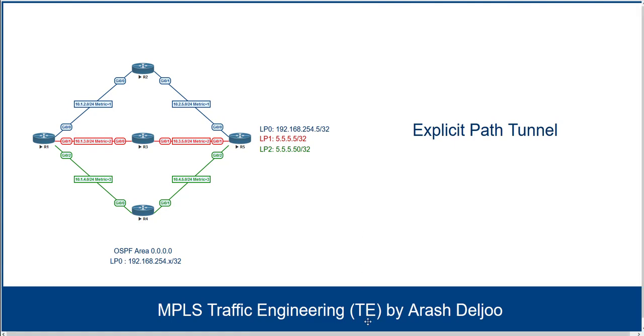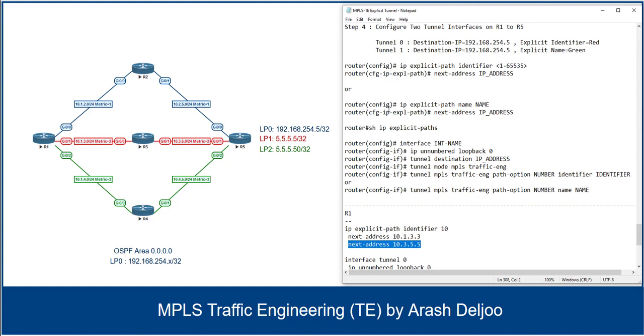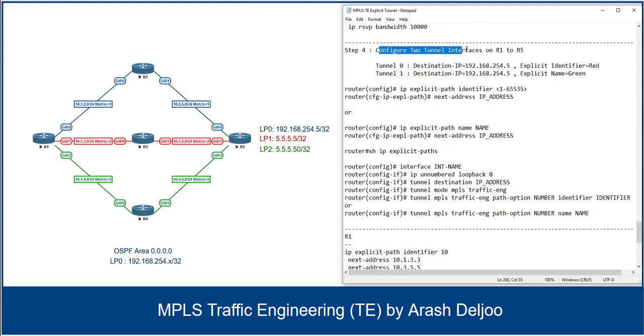Here we can see the commands that we need for configuring traffic engineering tunnels. Look at here. We need to configure two tunnel interfaces on router 1 to router 5. Tunnel 0's destination is router 5 and tunnel 1's destination is again router 5. The explicit identifier means the explicit path for tunnel 0 is the red path, and the explicit name for tunnel 1 is the green path.